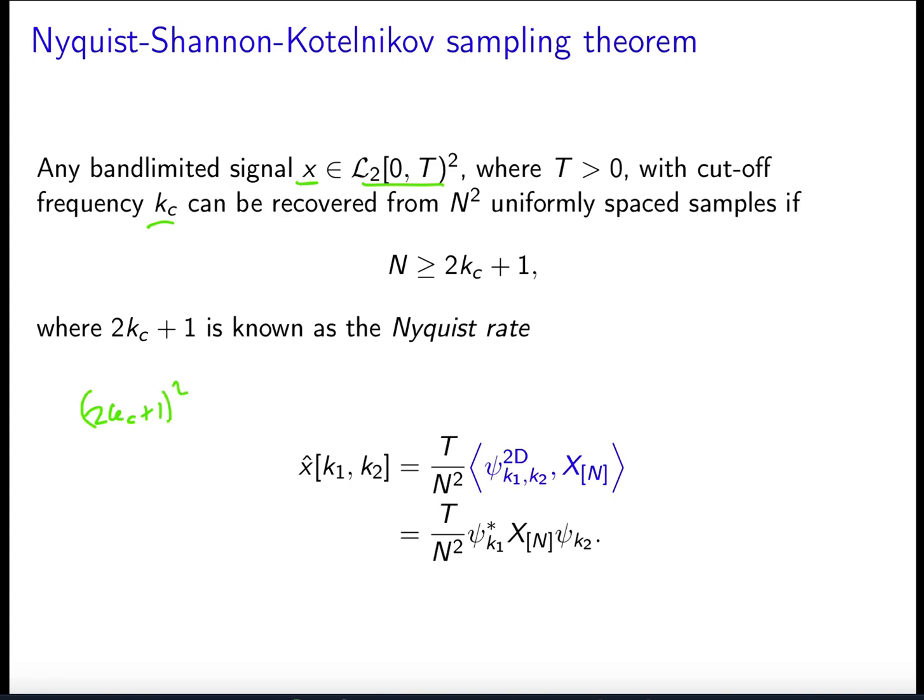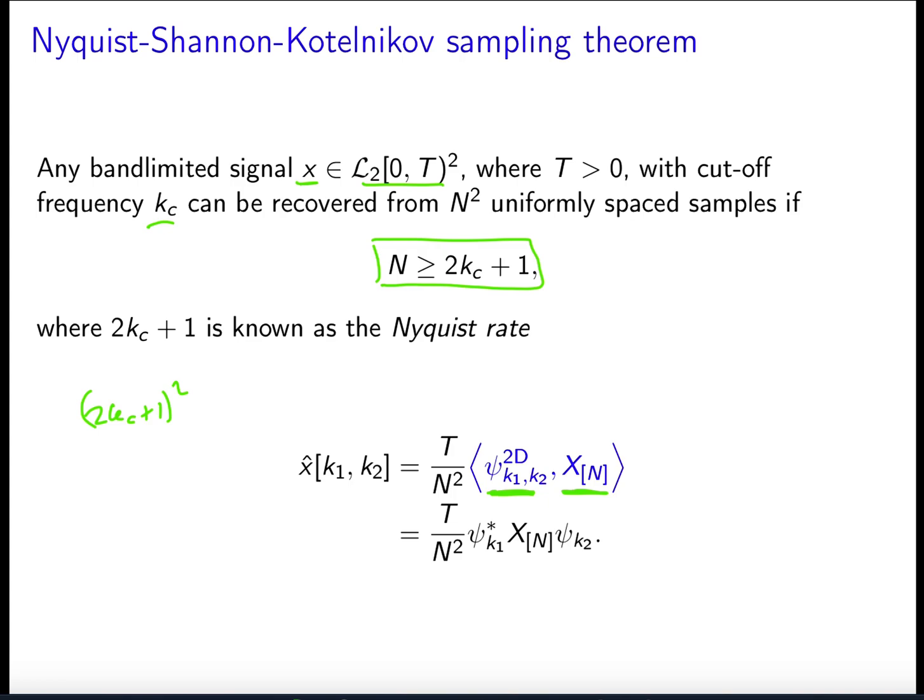We can recover those coefficients by taking inner products with the corresponding 2D discrete sinusoid as long as n is greater than 2kc plus 1. Because otherwise we will have this aliasing issue where many continuous sinusoids will be mapped onto the same discrete sinusoid, as we discussed when we proved the sampling theorem in 1D. Recovery happens by taking inner products with the corresponding discrete sinusoid, inner products of the samples, of this matrix of samples that we saw before.